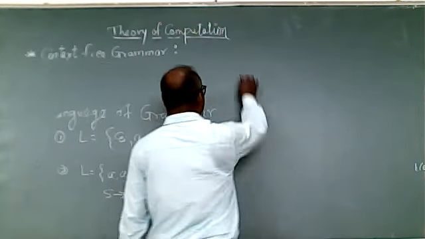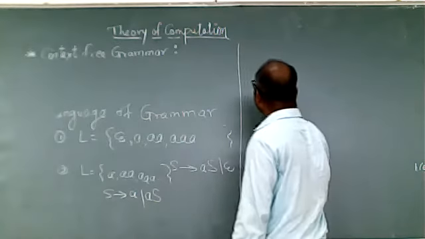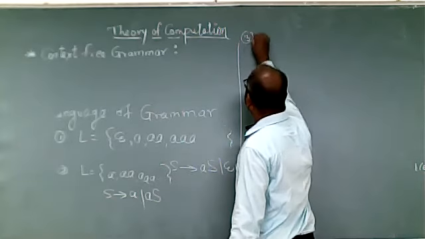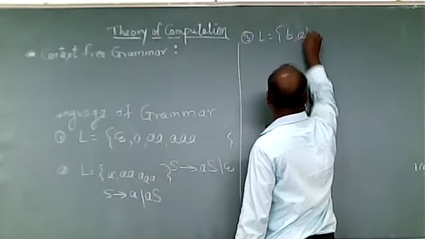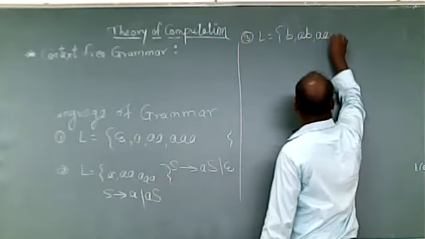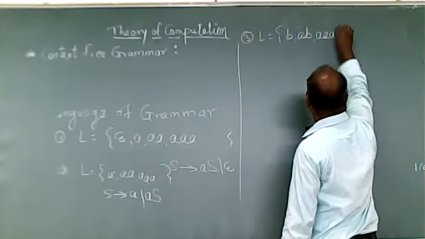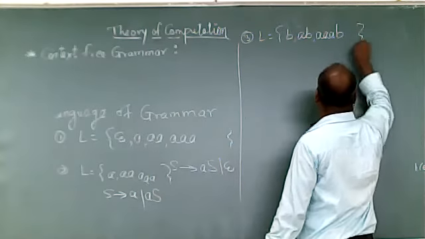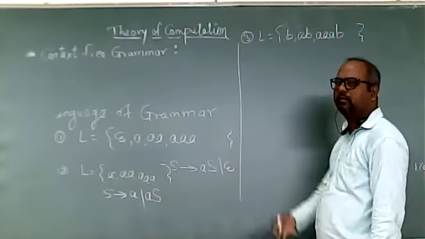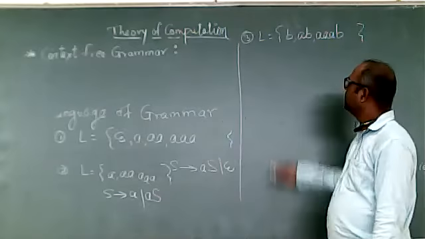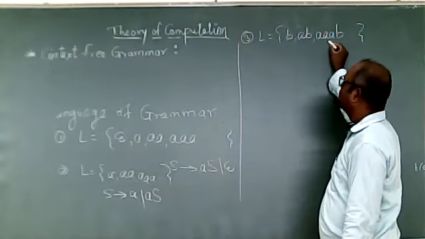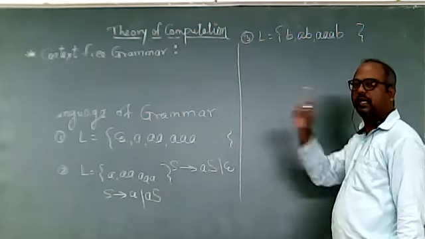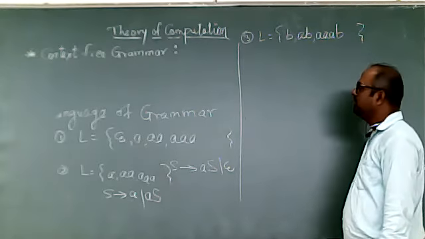Okay. Now the next language. If I am saying the third language is B, AB, AAB, like this, ending with B, and any number of A's can be there. The number of A's is 0 times, 1 time, 2 times, 3 times, 4 times. At the end, we'll have the one B.